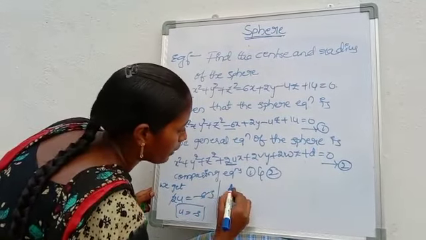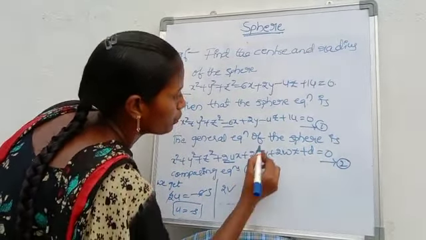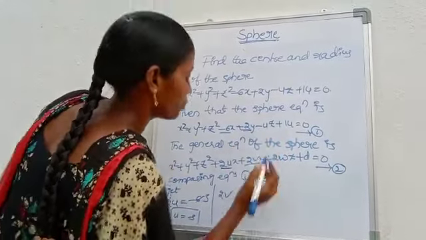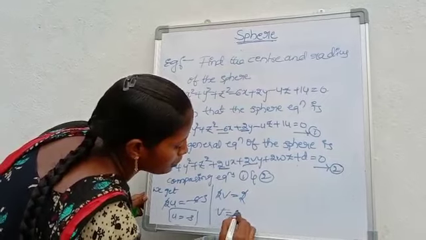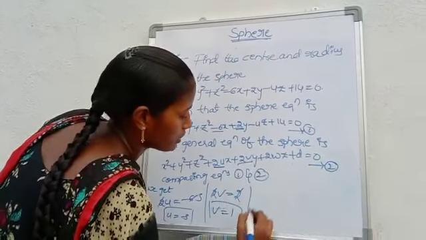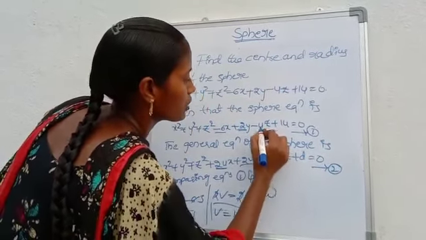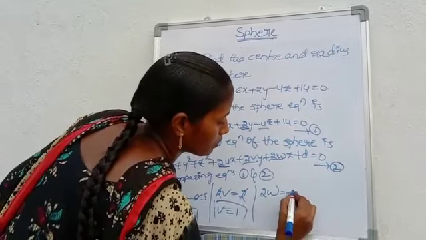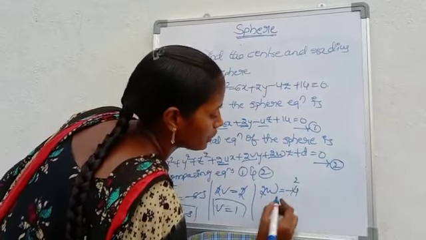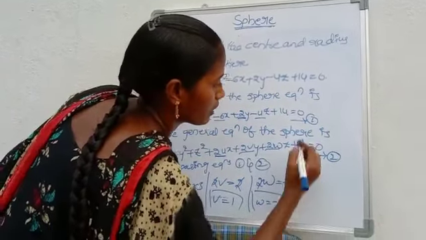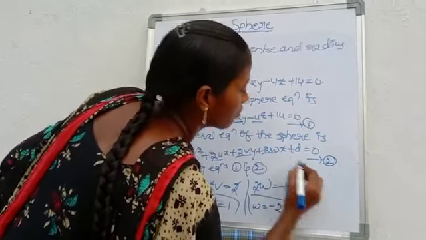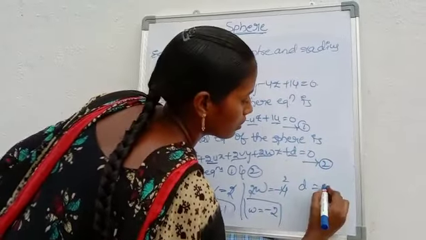Next, 2v equals 2. 2 ones are 2. So v equals 1. Next, 2w equals minus 4. 2 ones are 2, 2 twos are 4. So w equals minus 2. Here d equals 14.